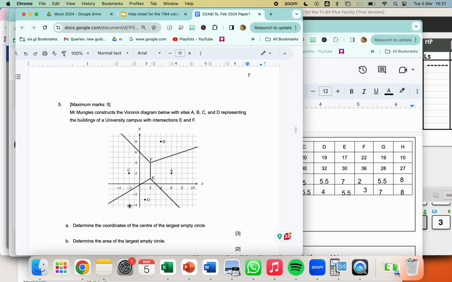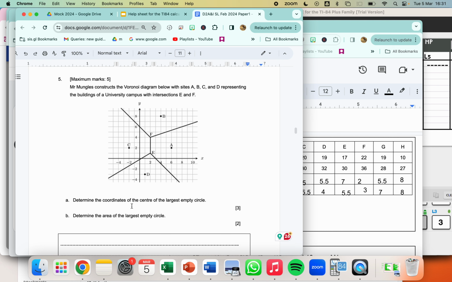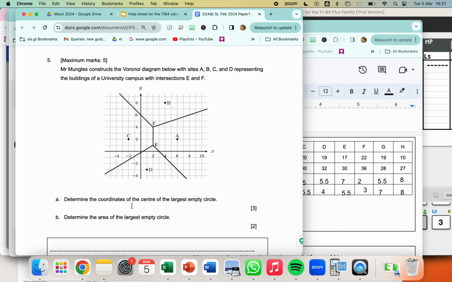Voronoi, our favourite, but you can see this question is quite nice. So we are going to have a look at the coordinates of the largest empty circle. Now, this sounds more complicated than it actually is. So what are we going to do for this?